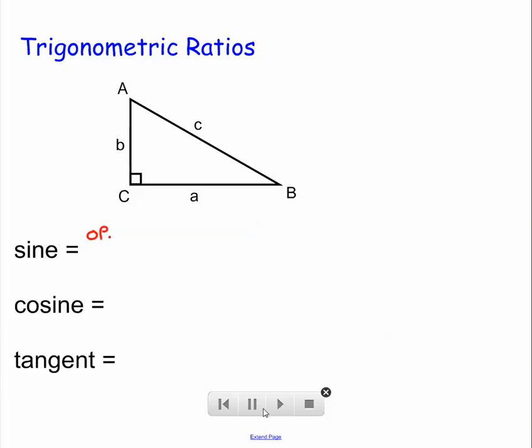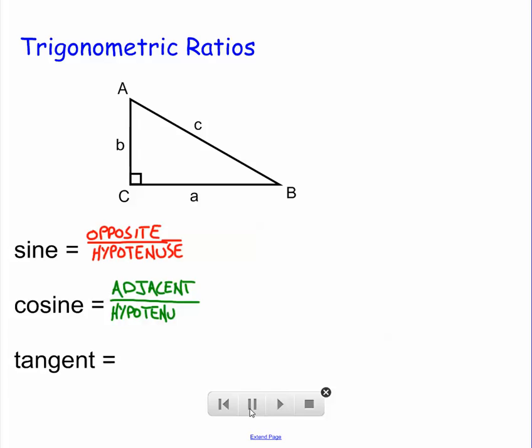Now sine is the ratio of the side opposite an angle to the hypotenuse of the triangle. I'll explain more in just a second. Cosine is the ratio of the side adjacent to an angle to the hypotenuse of the right triangle. And tangent is the ratio of the side opposite of an angle to the side adjacent to an angle.